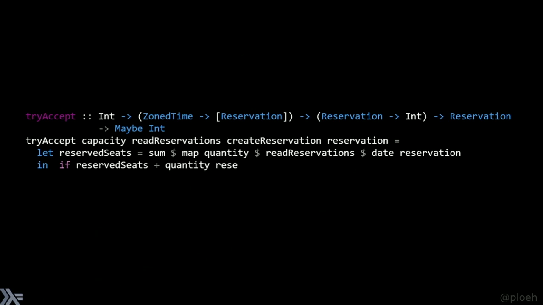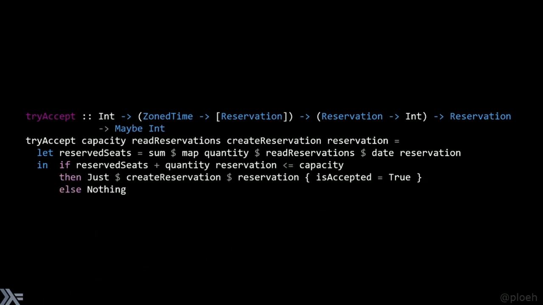So here's the tryAccept function ported to Haskell. I'm not going to walk you through the implementation body of the function itself, but if you look at the top two lines, that's the type of the function. You'll see it looks a lot like what we already saw before. It's just that DateTimeOffset is now called ZonedTime, and a reservation list is now called just Reservation with square brackets around it, and that means it's a list.